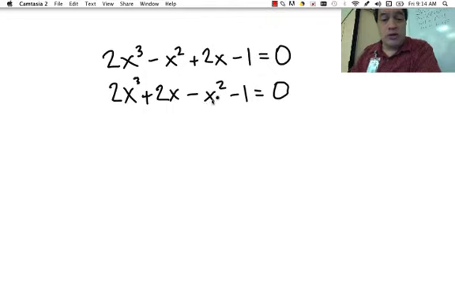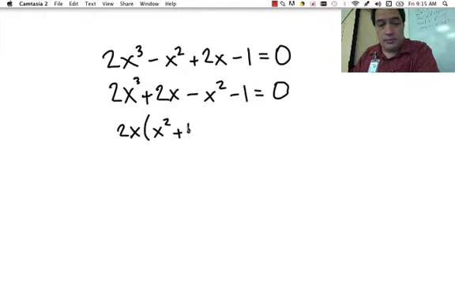I'm wondering if you can see the greatest common factor in this group and what's the greatest common factor in this group. With this group, we have a 2 and they both have x. So the greatest common factor in this group of 2 terms is 2x. And what's left is x squared and 1. The greatest common factor in this group is, guess what? -1, which leaves us with x squared plus 1.